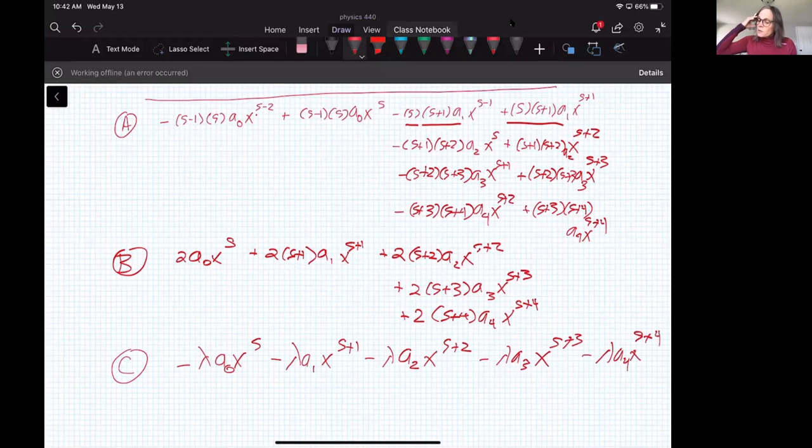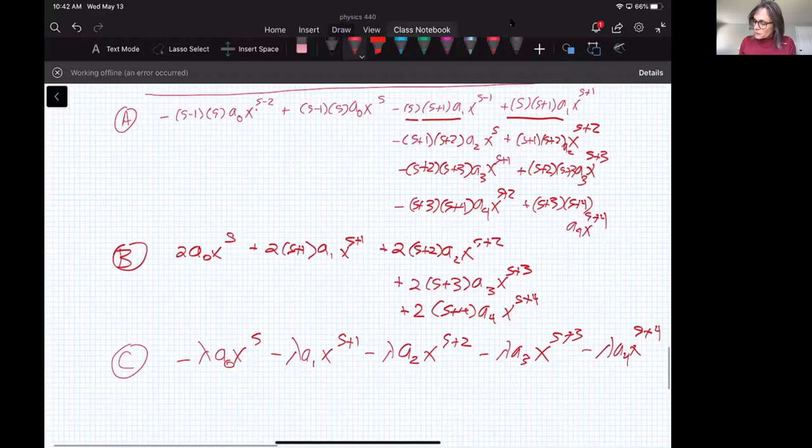Okay. So that, in a sense, is one way of doing this. And now what you could do is create your table. What I asked you to do is find in this section the indicial equation.